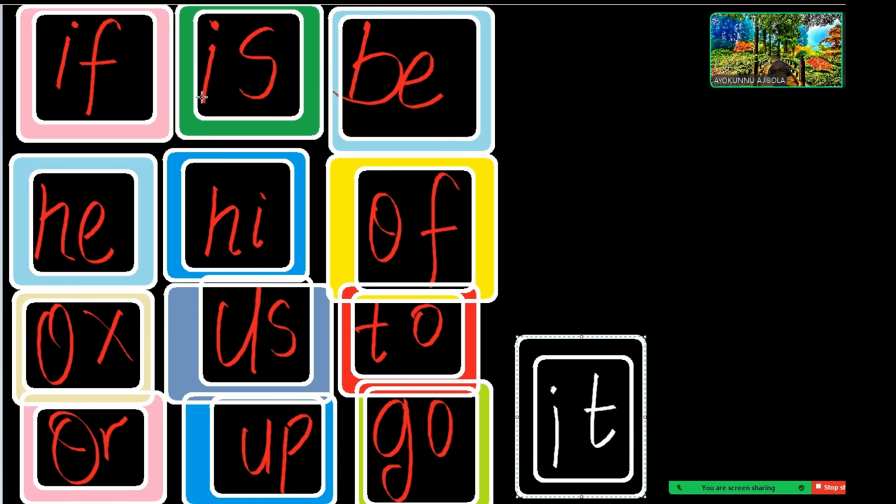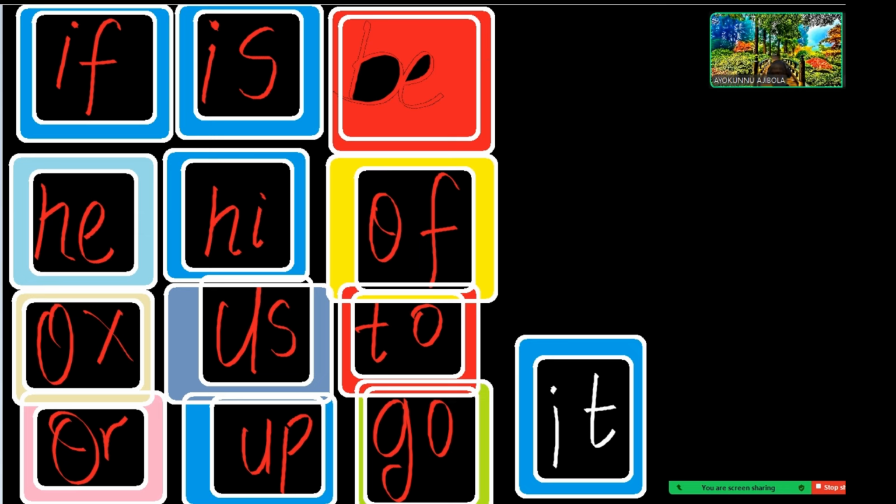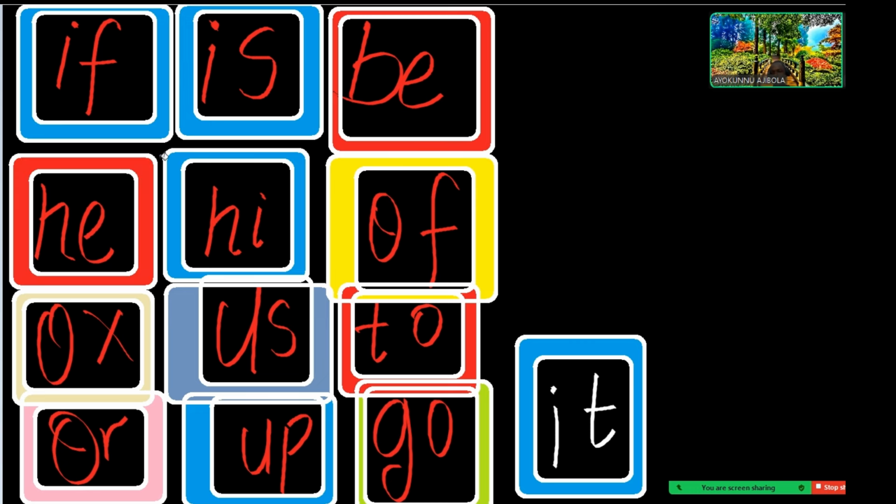So this is it. Right? The first one is if. Okay. So if. If is the first one, this is if, okay? And this is what? What is this one? Is. Then what is the next one? What is this? What do you call it? B. What about this one? B. Yeah. E. Then what about this one? E.